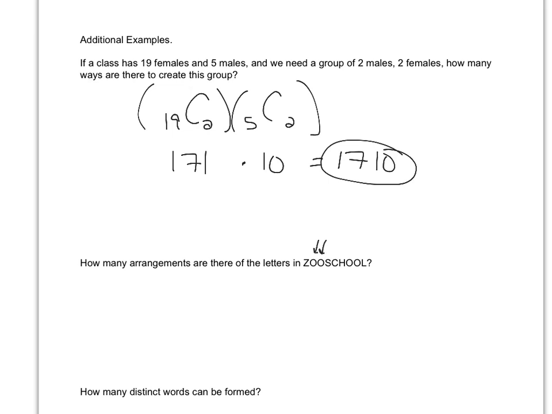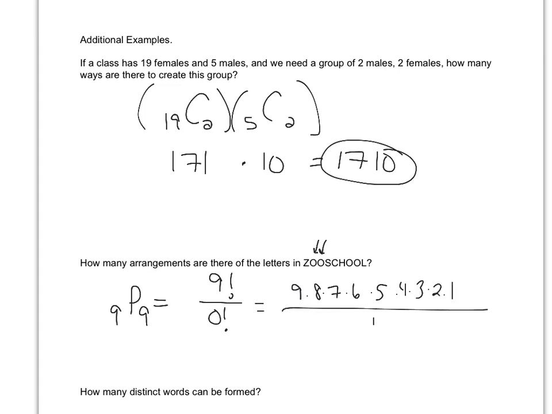So the different ways you can arrange it, well, we have 9 letters in "zoo school," I believe. So we're basically trying to put them in a specific order. So that would be a permutation, so that would be 9P9. So that would be 9 factorial over 0 factorial, which is 9 times 8 times 7 times 6 times 5 times 4 times 3 times 2 times 1, all over 1, because remember we said 0 factorial is 1. And so that ends up being 362,880. And that's fine. There's a lot of different ways to arrange those letters in a specific order.